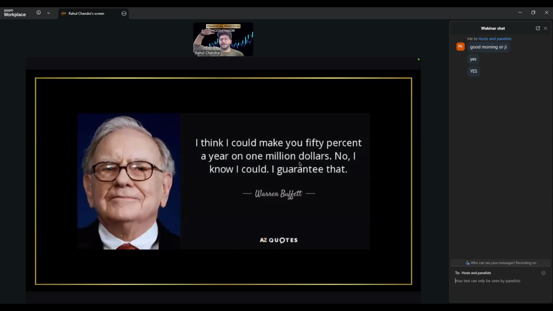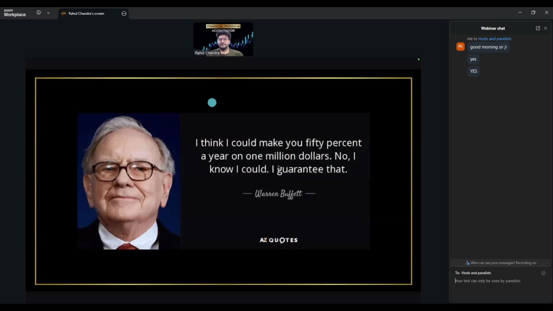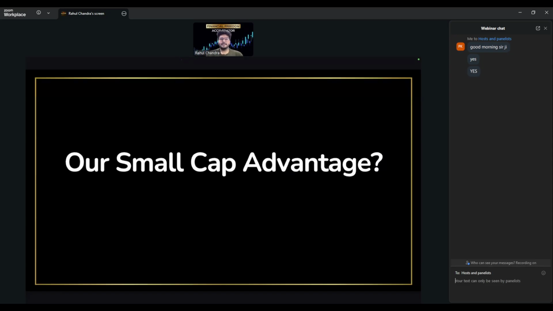Now think about the $300 billion. Is it nimble? Does it face all of the problems that a big player faces? Absolutely yes. But with only $1 million to manage, does he face any of those problems? Absolutely not. And that is exactly what I want to tell you. That is a small cap advantage.